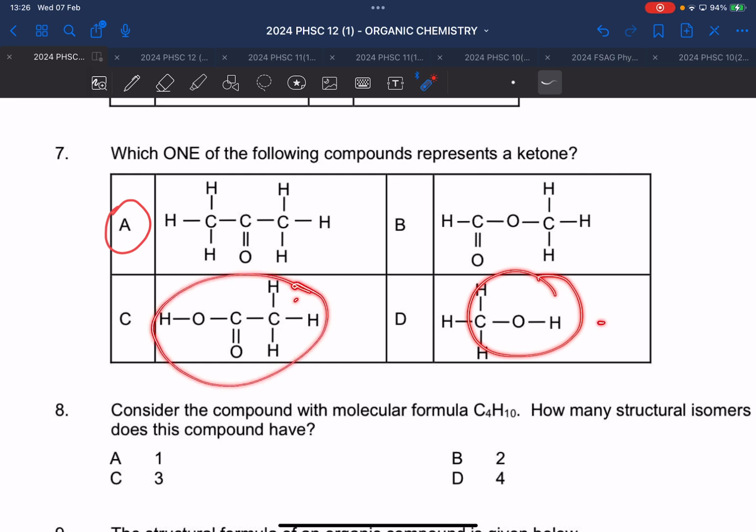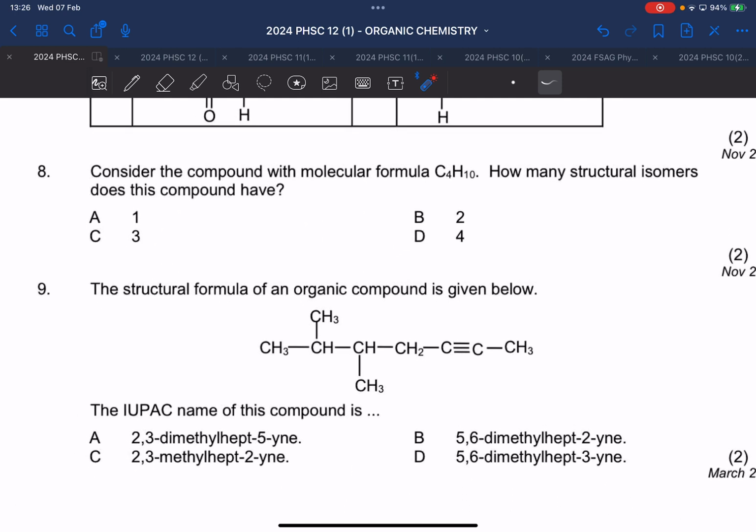Yes? Okay. Consider the compound with a molecular formula C4H10. How many structural isomers does this compound have? C4H10. It is an alkene. How did I get to it's an alkene? Because I got CnH2n. No. It's an alkane, sorry. Alkane, CnH2n plus 2. Okay. So we have 1, 2, 3, 4. That is the first one. Right?